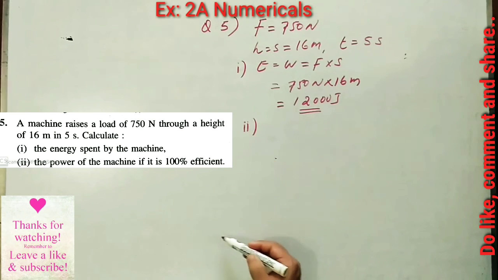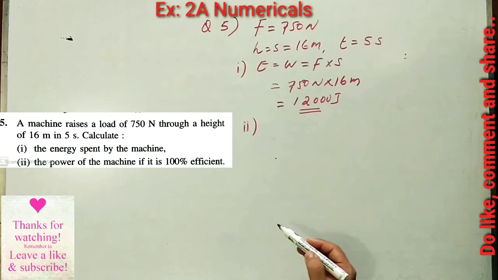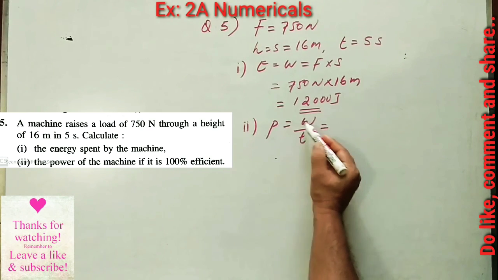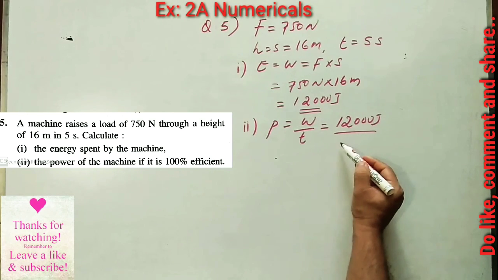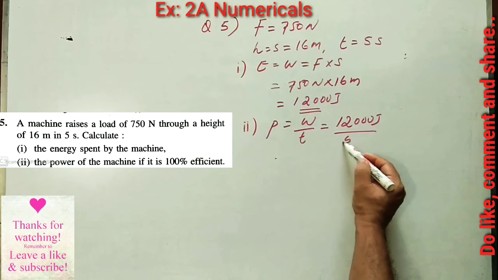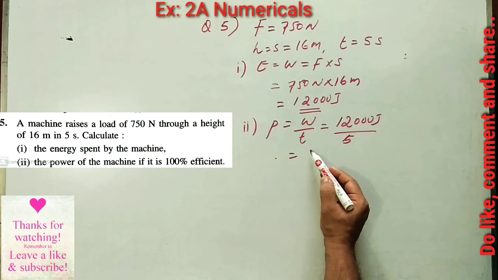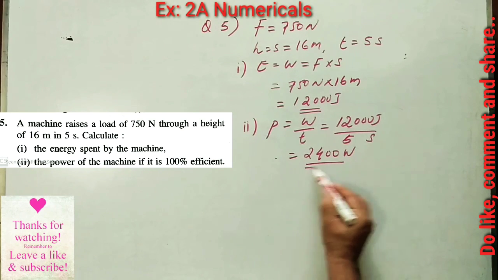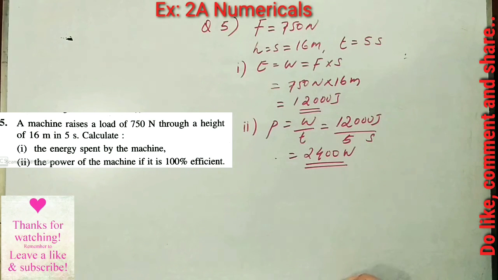The second part, in the second part you have to calculate the power of the machine. If its efficiency is 100%, there is no loss of energy, so power is equal to rate of doing work, W by T. Work done we have already calculated. Place the value of work done over there, 12,000 joule divided by time. What is time? It is 5 seconds. So cancel it and see, 12,000 divided by 5. We are getting 2,400 joule per second. What is this? The unit is watt. Okay, so we got the solution to question number 5.